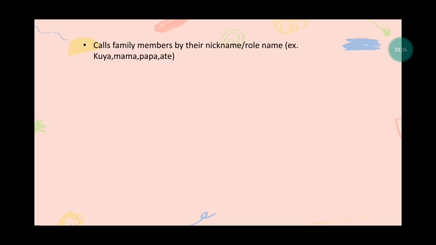Then calls family members by their nickname or role name. For example, kuya, mama, papa, ate. Ask what he or she wants without hesitation. Sa diri nga stage sa kabata, ug na siya pangayoon is dili siya magduha-duha og pangayo. Next is 19 to 24 months.